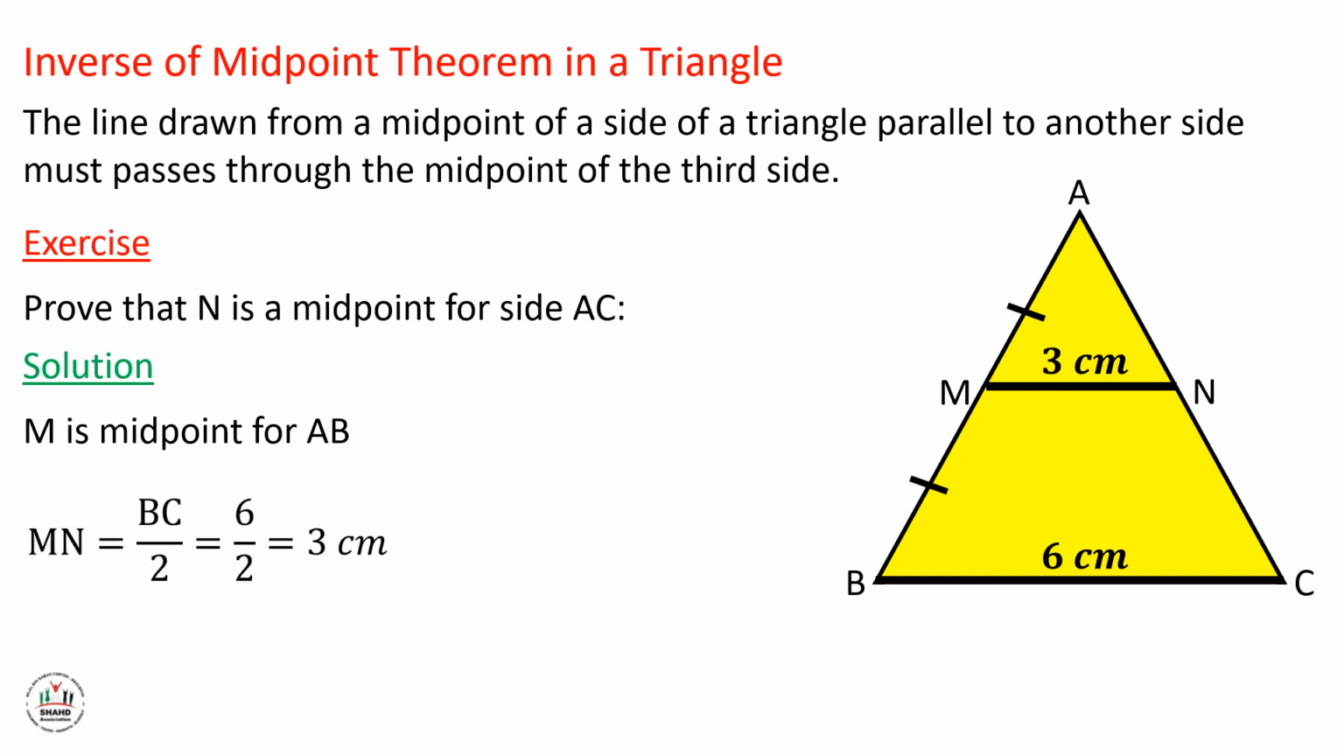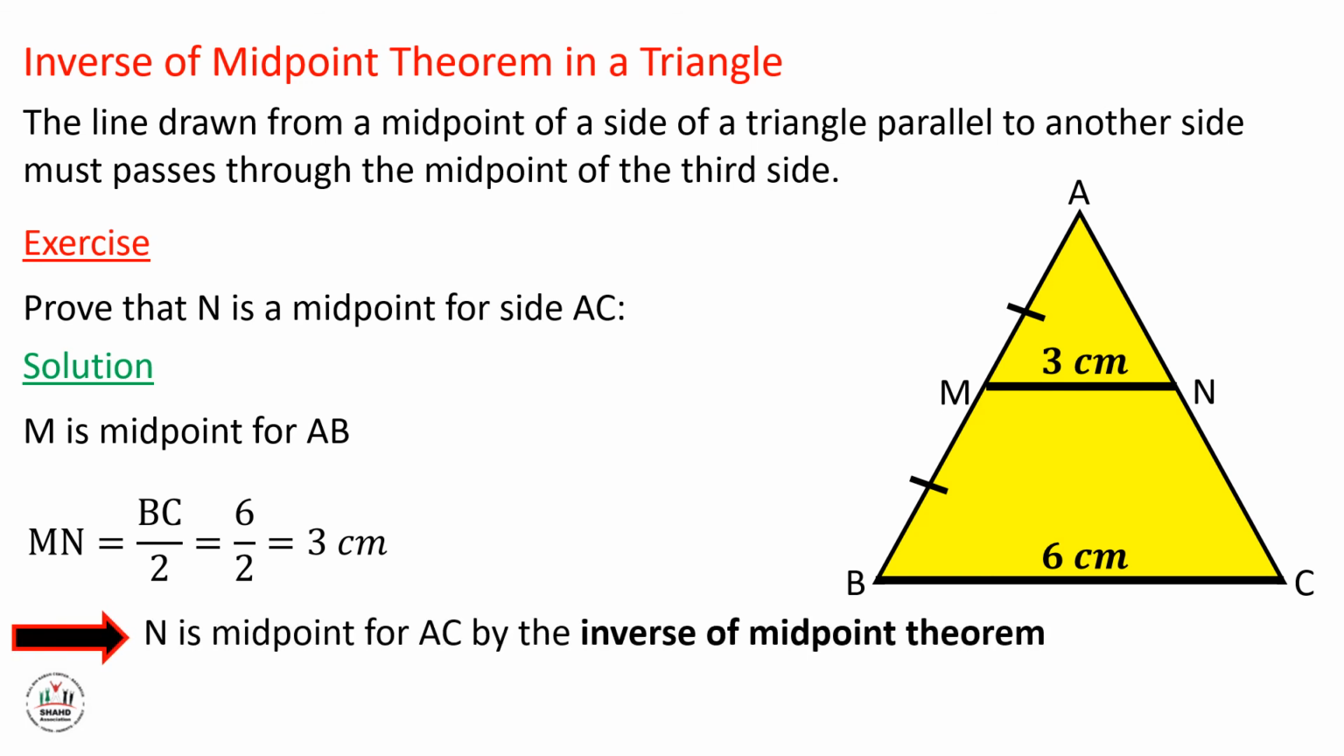And again, MN equal to 3 centimeters, which is equal to BC over 2. And this is one condition to prove that MN is parallel to BC. Then we can say that N is a midpoint for side AC by the converse of midpoint theorem.